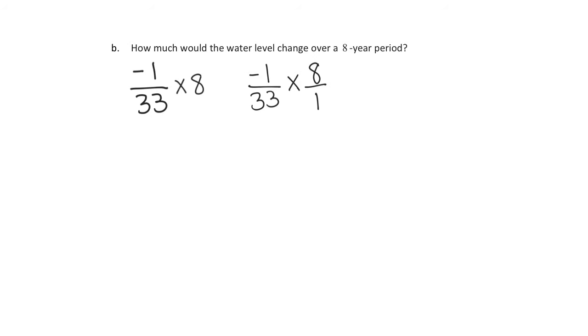Now I have negative 1 times 8. A negative times a positive is going to give me a negative value, so negative 1 times 8 is going to give me negative 8 over 33 times 1, which is going to give me 33. Okay. Now, usually we want to see if we can simplify, and here we cannot simplify, so this is our answer.